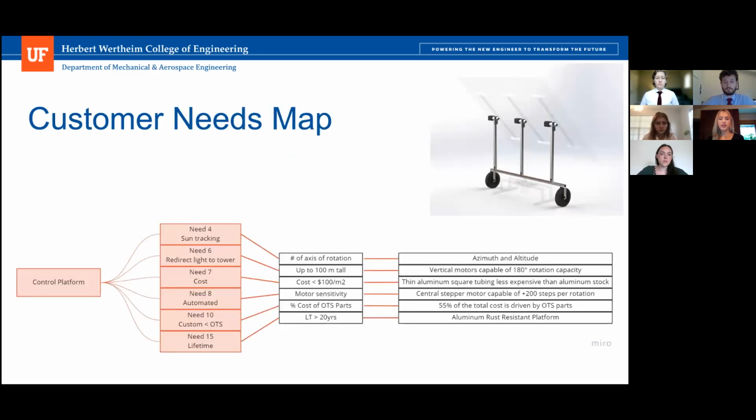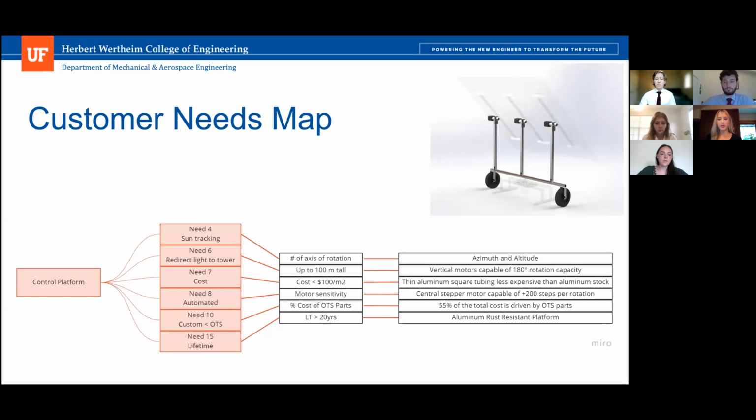The customer needs listed for the control platform include an operational lifetime of at least 20 years, which is met by using an aluminum rust-resistant platform. Parts must be equal in price or less expensive than the closest available over-the-shelf part. 55% of our control platform cost is from over-the-shelf parts.